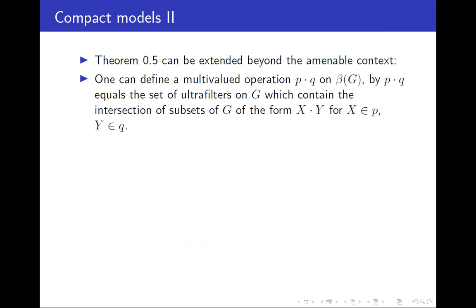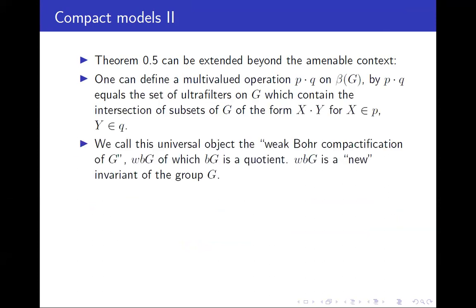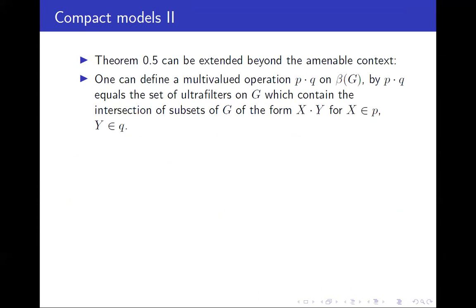So I talk about beta G. I mean beta G, not BG, beta G. Beta G is the Stone-Čech compactification of G. It's the profinite space of all ultrafilters on the Boolean algebra of all subsets of G. It's a classical object, I would say, in group theory.